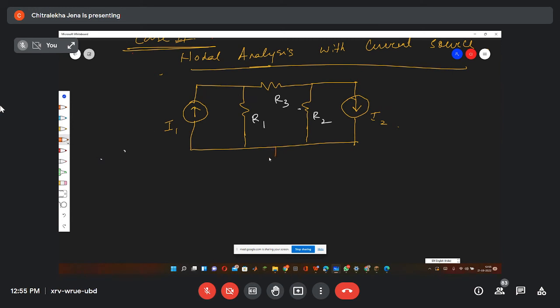This is your datum node, yes, ma'am, 0 volt. How many nodes are there? Ma'am, 2. This is one node. This is a single node. This is also a single node. This is your 2. So here you assign V1.